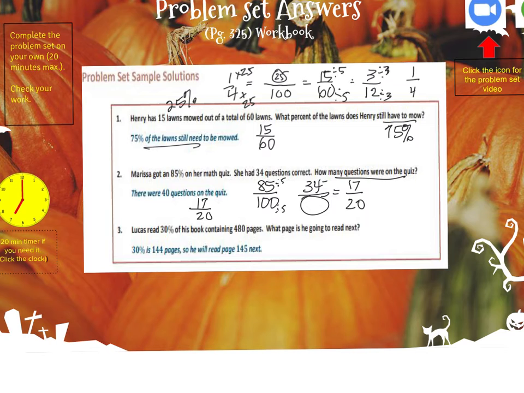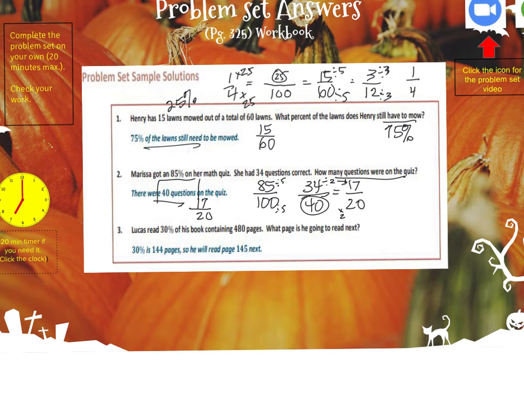So this is going to be multiplied by 2, because 17 times 2 is 34. So then 20 times 2 is going to give me 40. So that's how they get their 40 questions on that quiz. The more I practice, the better I get.